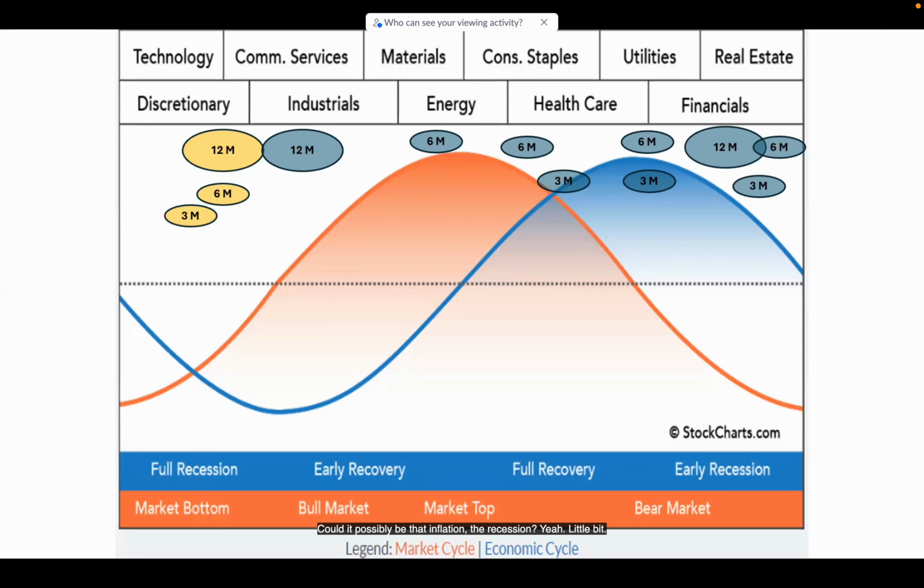Could it possibly be that inflation is masking the recession? Yeah, a little bit. Kind of talked about that here. Also, the bull market is still intact, ongoing for the longest time. That is true. Now, I see the question here, how did you get the chart? I'm not sure which chart you're referring to. If the market is an aggregate of the population's collective psychology, this chaos makes sense. Yes.